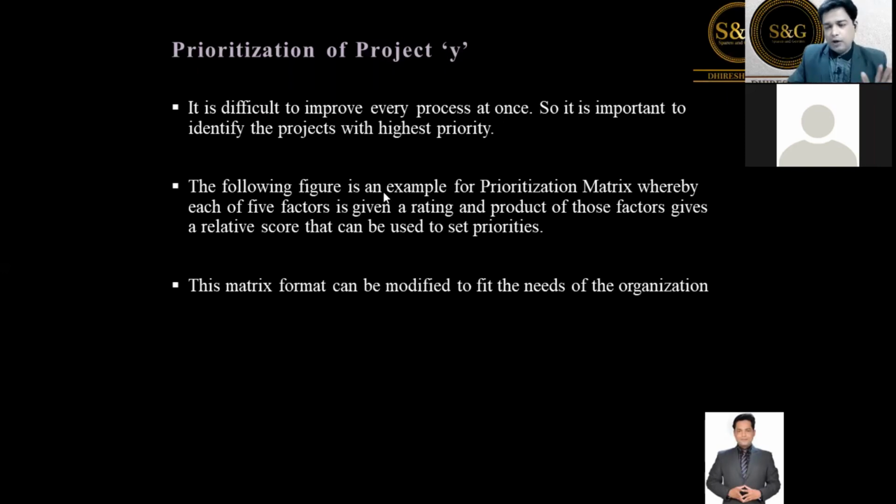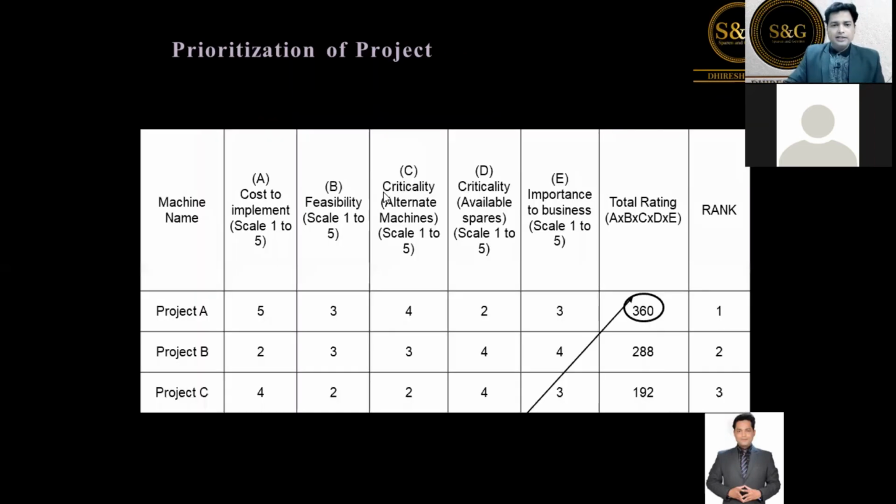Now a sample I will show you, but you can define your own prioritization matrix according to your company. Let's say this is project A, project B, project C. This is the laundry list of projects we have in the first column, and we have selected criteria of prioritization. For this particular company, cost of implementation is the number one priority. Feasibility, whether the project is feasible or not, is the second priority. Criticality is the third one, which is the machine alternative: do we have any machine alternative available, or criticality of availability of the spare. If spare is not available, it becomes more critical for them. That is their fourth criteria.